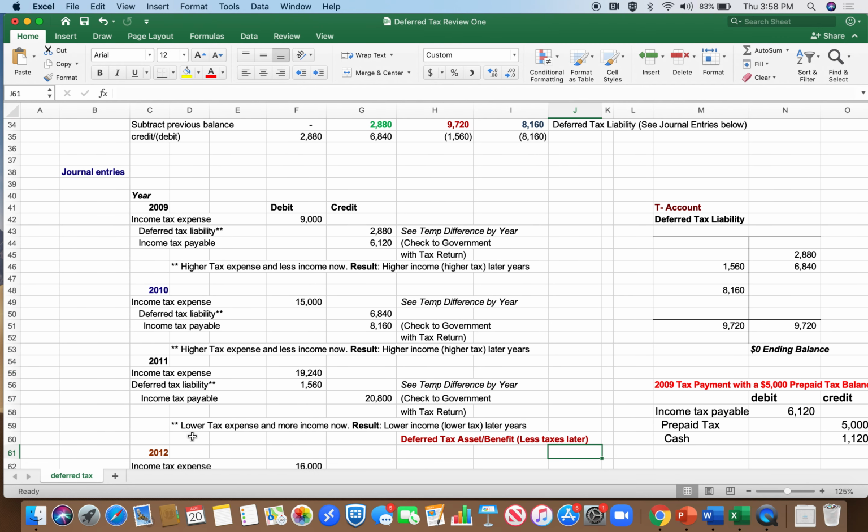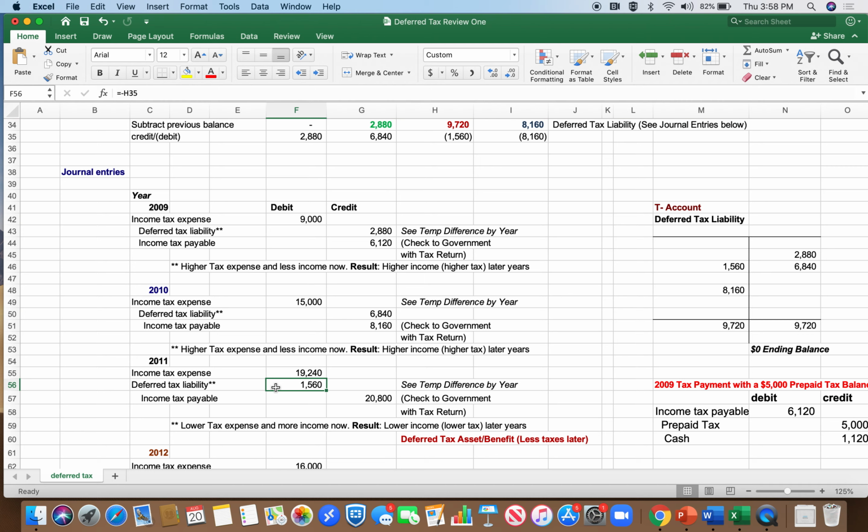A deferred tax asset implies a lower tax expense and more income now, which means a benefit of higher expenses and lower income in future years. So it's a debit of 1,560 to the T account. It's an asset. The check we write to the government now is higher than the income tax expense by the amount of the deferred tax asset. I've labeled all these liabilities, but if it's a debit, it's a deferred tax asset.